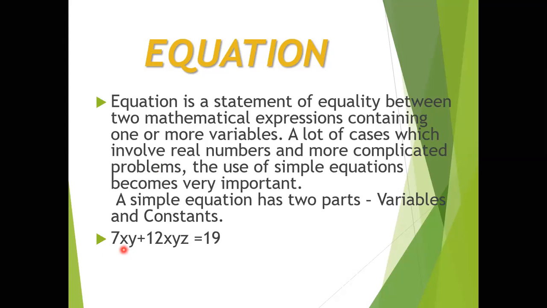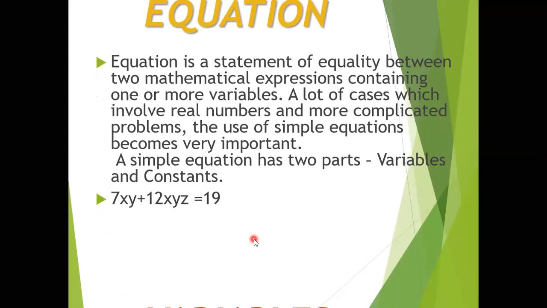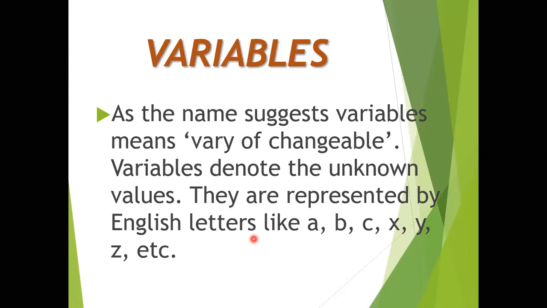For example, 7x plus 12y equals 19. Here 7 is a constant and x and y are the variables. Constants and variables are both there, and when they are together, it is an equation. So a simple equation has two parts, variable and constant. Now let us learn what variables are and what constants are.